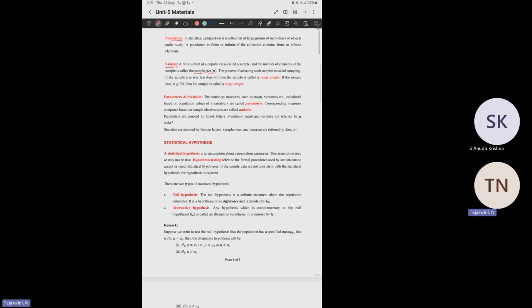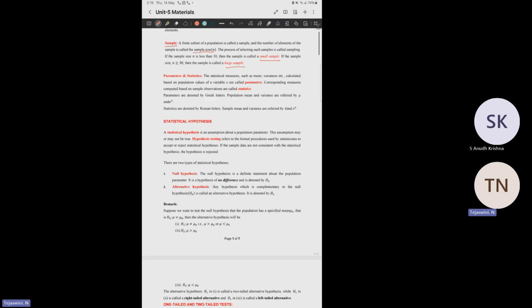If the sample size is less than 30, then we call it a small sample. If the sample size is greater than or equal to 30, we call it a large sample. Parameters: for example, to analyze a data set, we use measures like mean, variance, and so on. If the mean, variance, etc. are based on the population, they are called parameters. If they are based on the sample, they are called statistics. Parameters are denoted by Greek letters, and statistics are denoted by Roman letters.